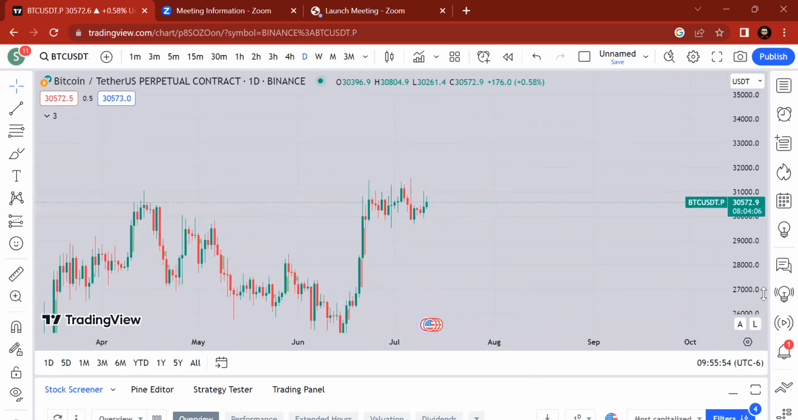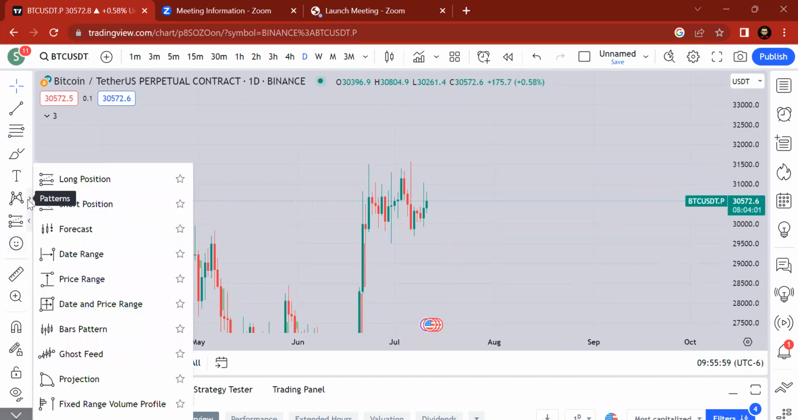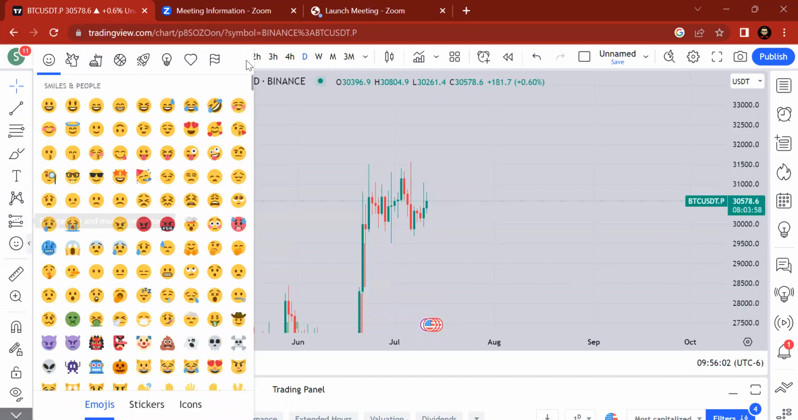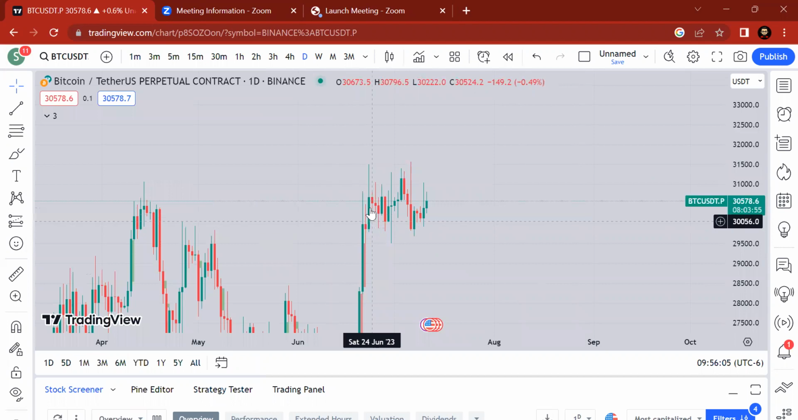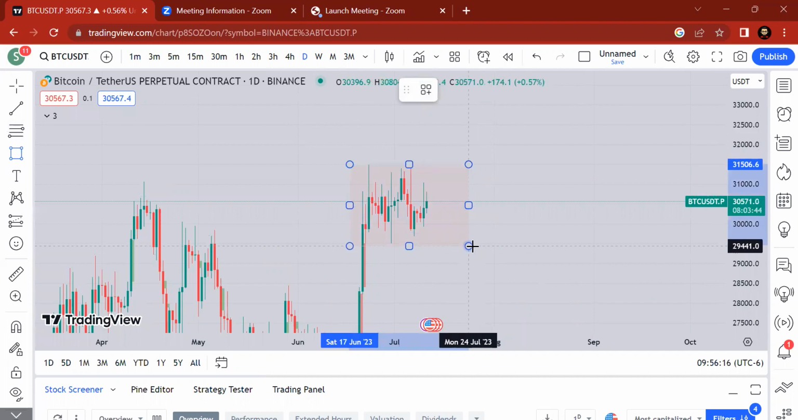First of all, if we count these bars, how many bars do we have on daily? Let me show you one thing. 1, 2, 3, 4, 5, 6, 7, 8, 9, 10, 11, 12, 13, 14, 15, 16, 17, 18, 19, 20. A 20-day range, it is this one.